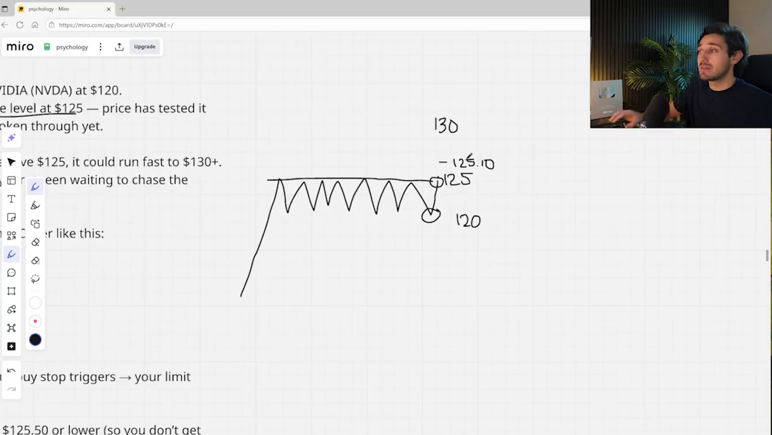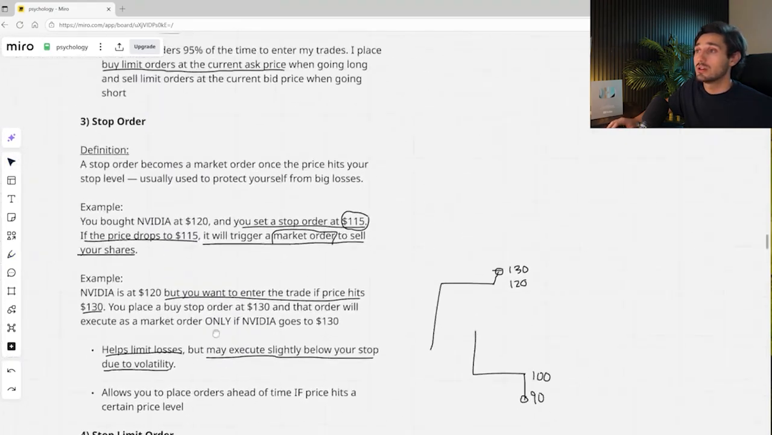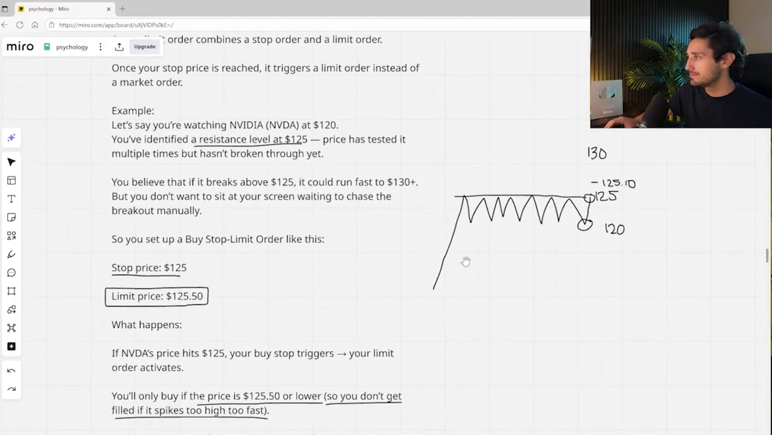Now, the downside is maybe it's fast. Maybe it goes up right away and it just flies by your limit order. In that case, you won't get filled. However, at least you're not in it late, versus if you used a regular stop order, it would fill you at market and you might be super late on the trade. Okay, does that make sense?